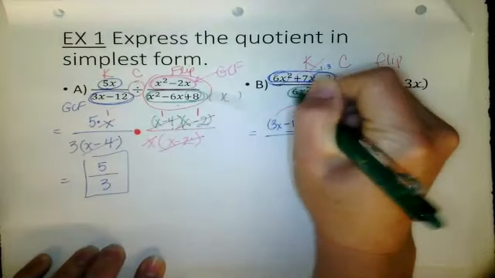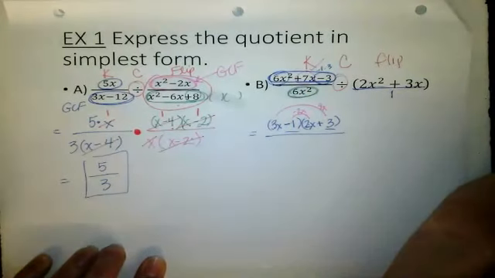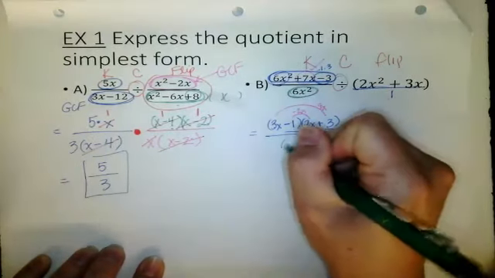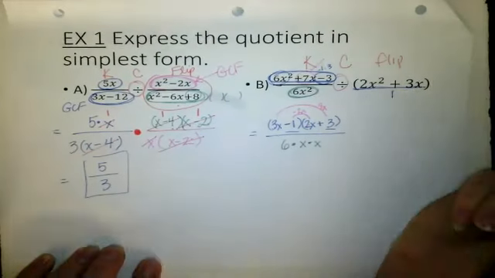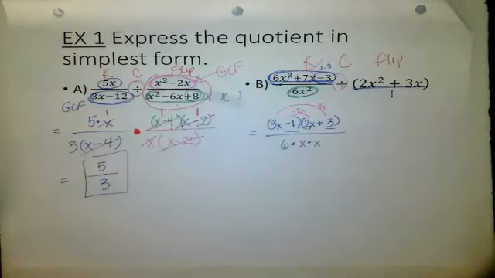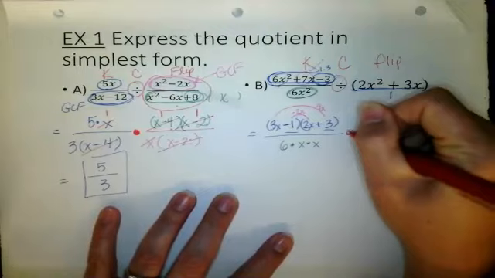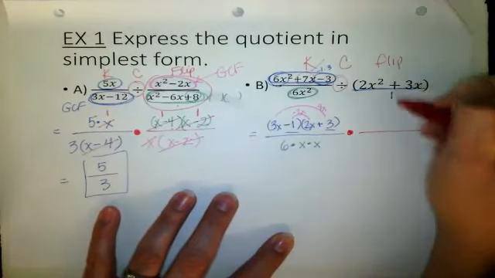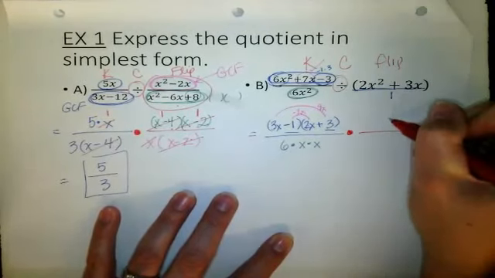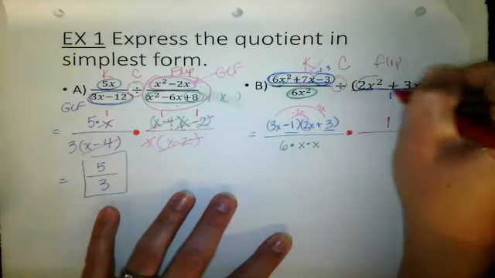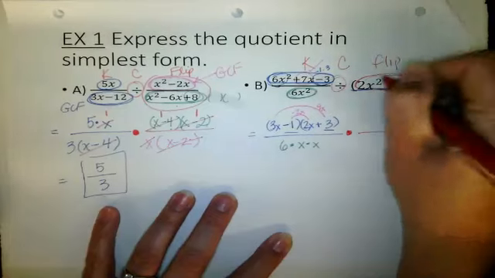What can I do with the 6x squared? Not much. But I could say it's 6 times x if I wanted to. X squared means x times x. So you could write it out. Sometimes that's helpful. I'm going to change my sign to a product. And remember to flip my fraction. So what's my numerator now? 1.